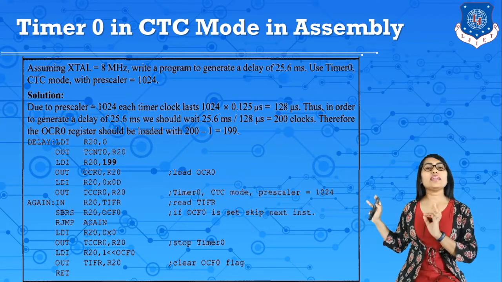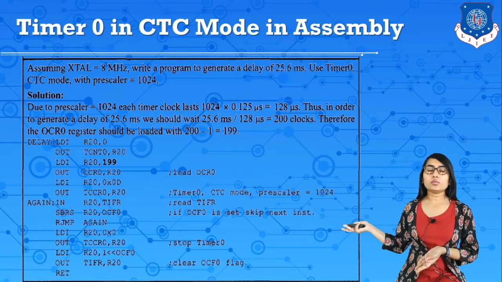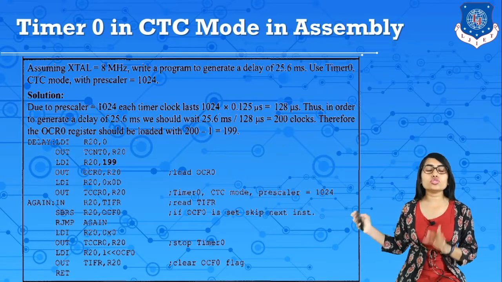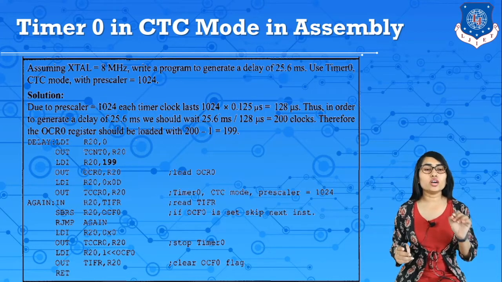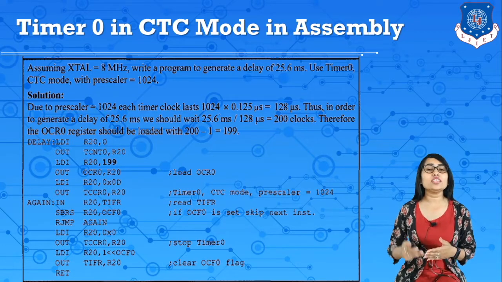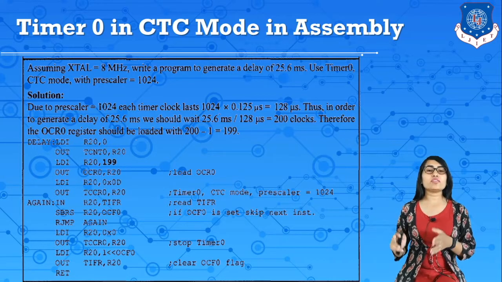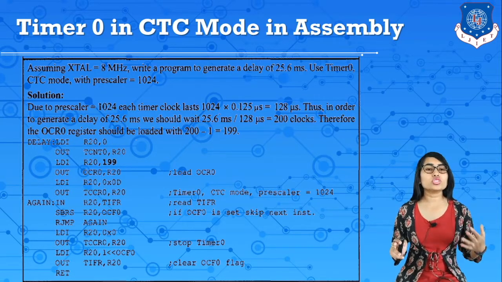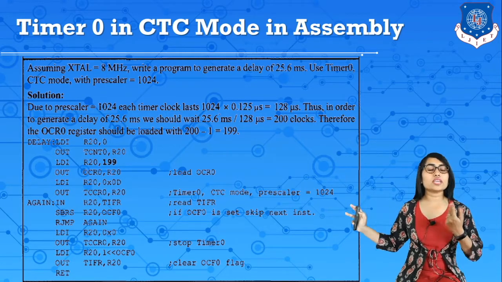Okay, and now we have to load this 200 value, but here the OCR0 register is used. So here OCR0 is equal to 200 minus 1, so 199. So in CTC mode we load 199. So it increments the values up to the compare value, and whenever TCNT0 becomes equal to OCR0, then it will stop the counter in CTC mode.